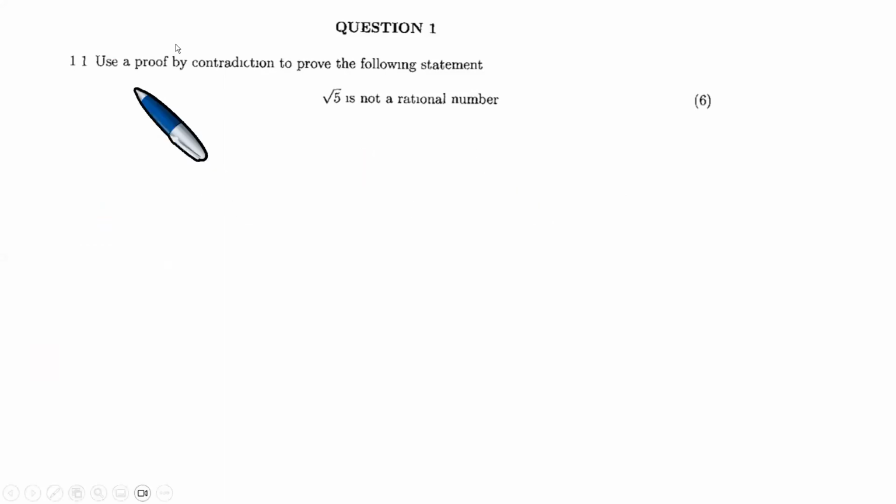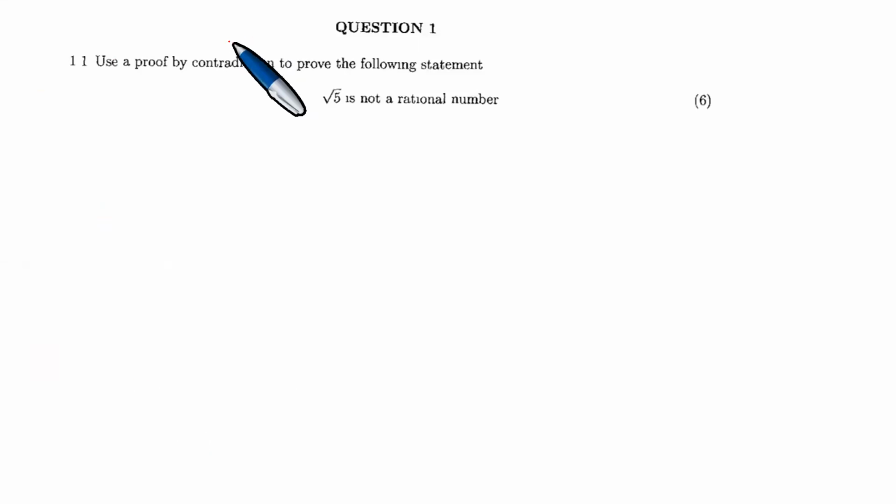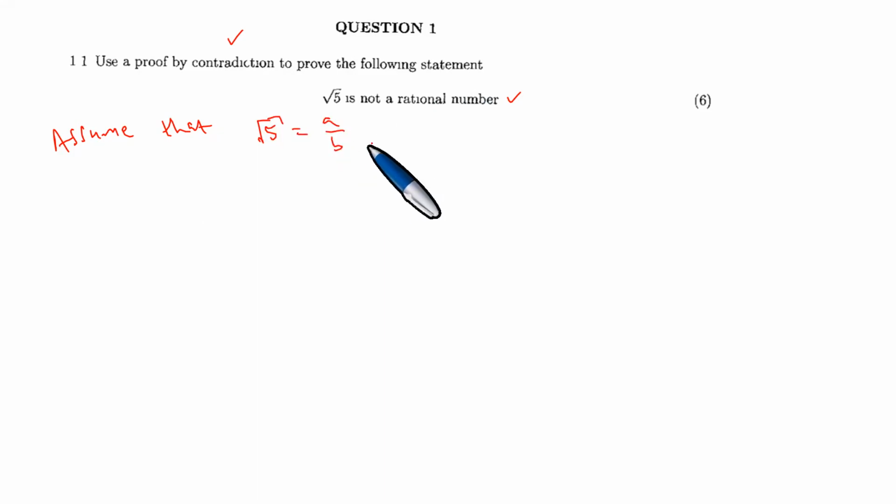Use a proof by contradiction. It's a standard way of thinking about this one. Use a proof by contradiction to prove the following statement: the square root of 5 is not a rational number. For a contradiction, assume that the square root of 5 equals a over b, a and b.